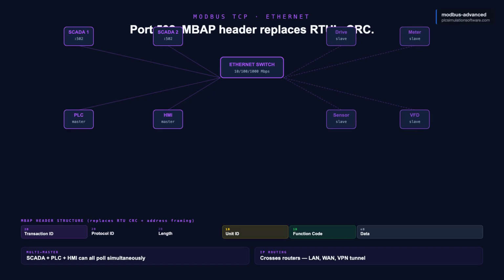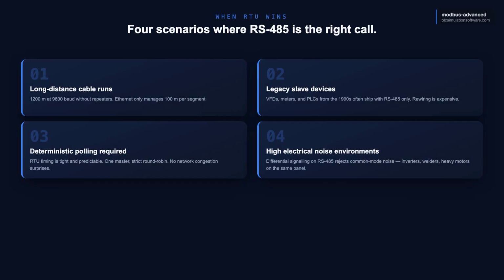Latency is higher than RTU and less deterministic, but throughput is dramatically higher. The protocol payload is identical. Same function codes, same register map, wrapped in a TCP/IP packet with an MBAP header.